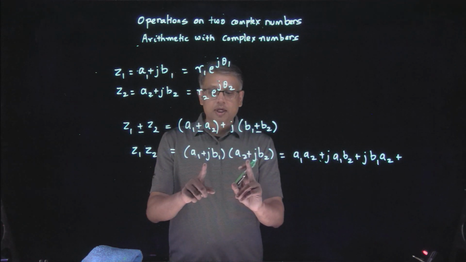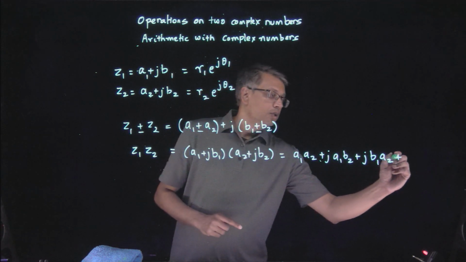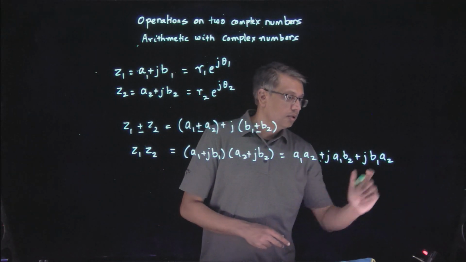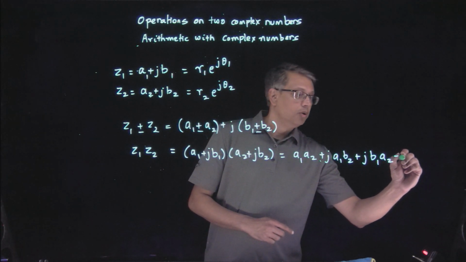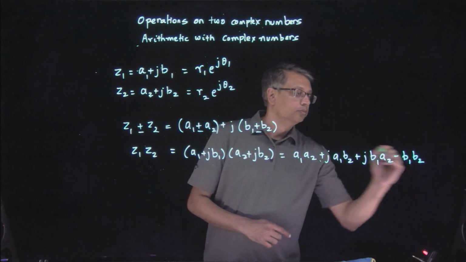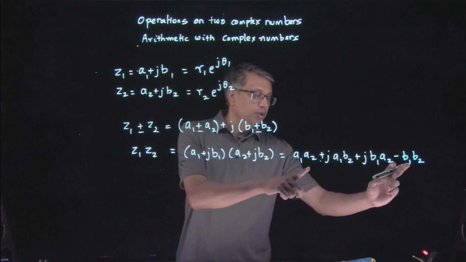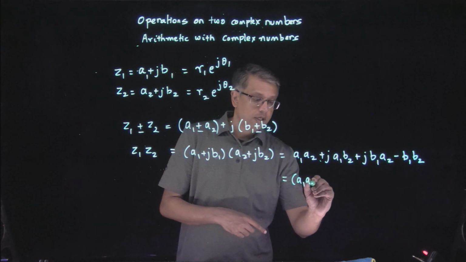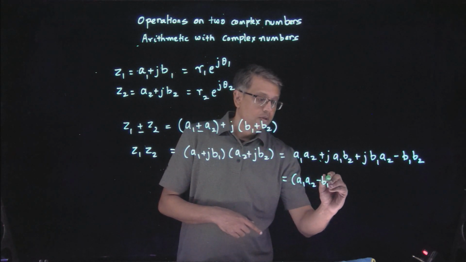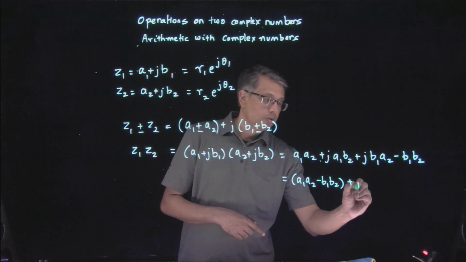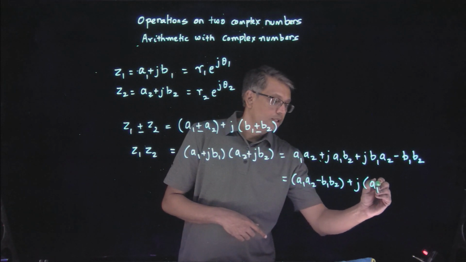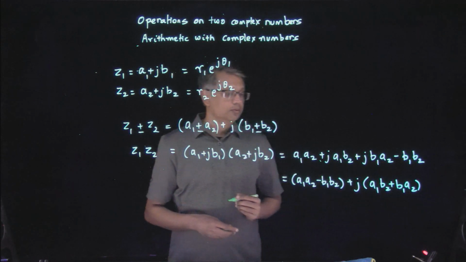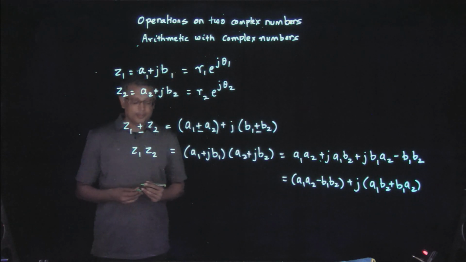But j times j is the same as -1. So you get minus b1 times b2. So these two terms together form the real part. So the real part becomes a1 a2 minus b1 times b2, plus j times a1 b2 plus b1 times a2.